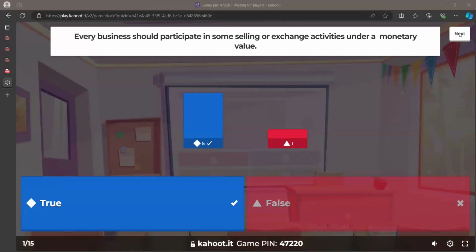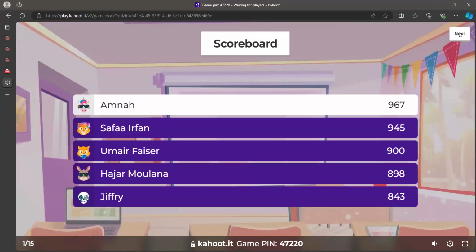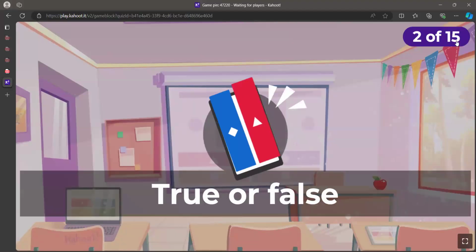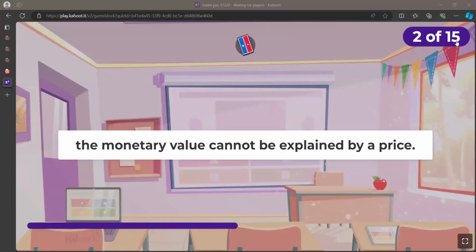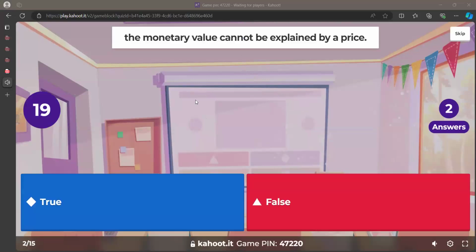Good. Let's see who is in the top. Okay, Amna, Safa, Umair, Hajar, and Jifri. Okay, good. Someone is not in the game. The monetary value cannot be explained by a price. Okay, okay, dear.